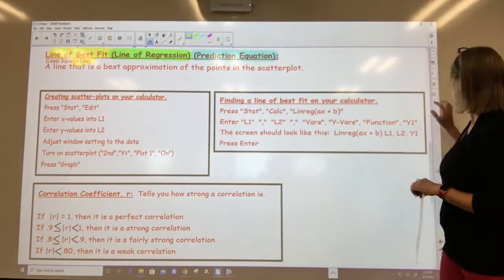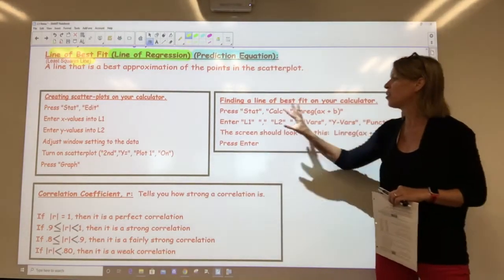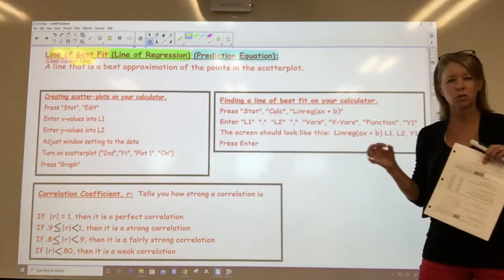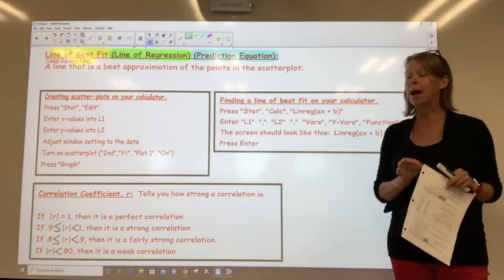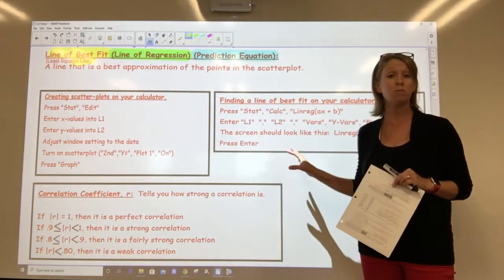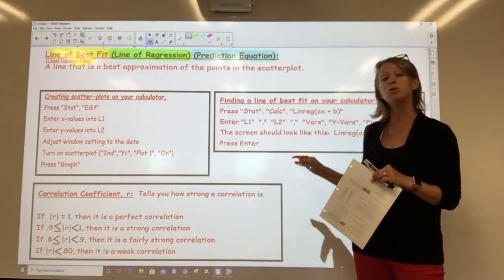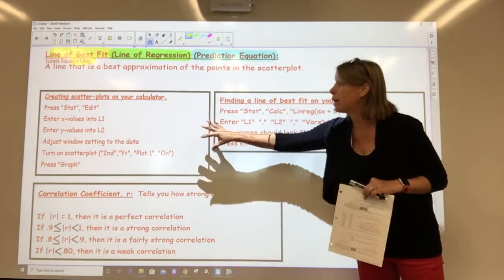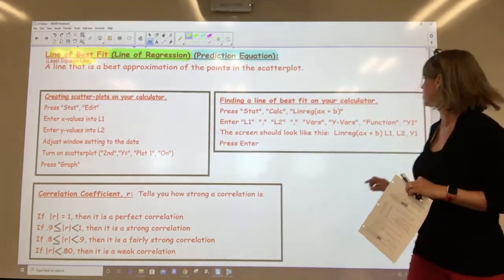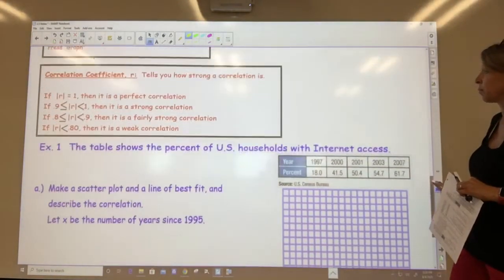So I'm going to walk you through this. We're going to go through this first example slowly here, but please know everything that's in these boxes tells you exactly what you are supposed to press. I would definitely have this notes page handy and with you when you go to work on the problems tonight. It will guide you through how to do these things on those problems here, okay?